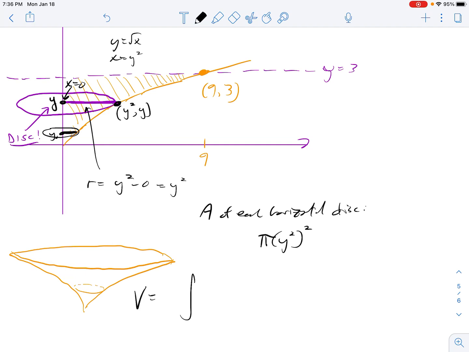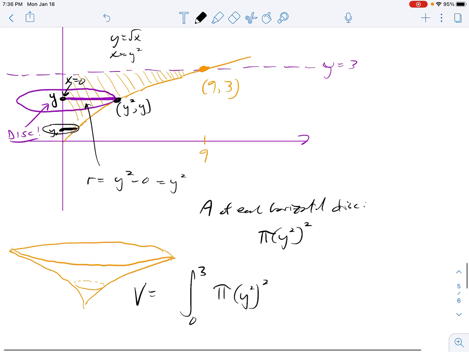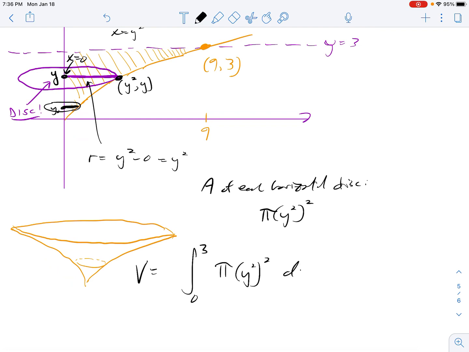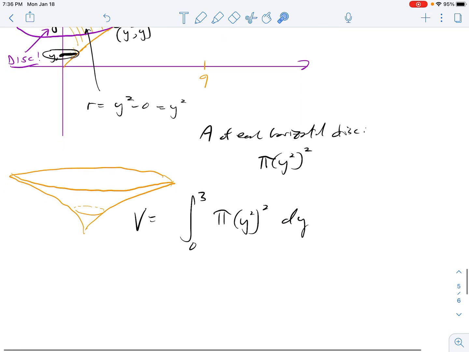So here y starts at 0 and ends at 3, and the area of each slice as a function of y is pi times y squared squared, dy. Make sure you write this correctly. If this were a problem on the AP, or a problem that I give you, you might not get full credit if your differential is wrong. Let's do this one. This one's not so bad.